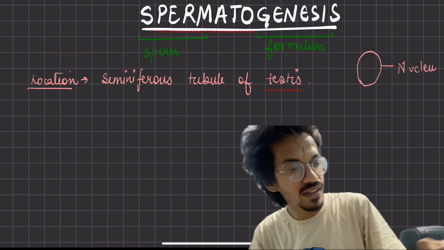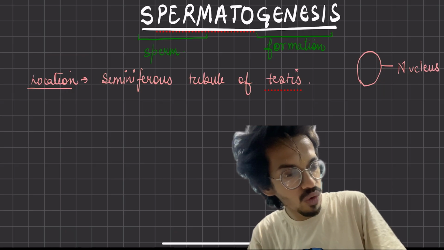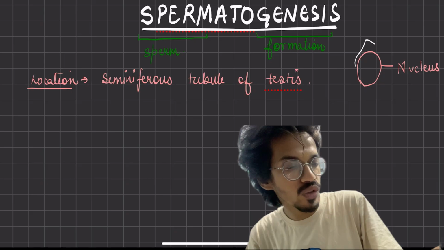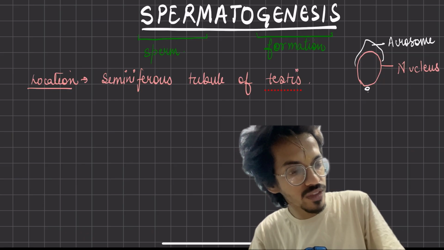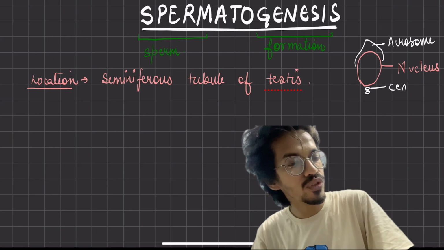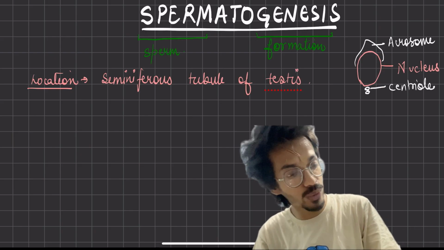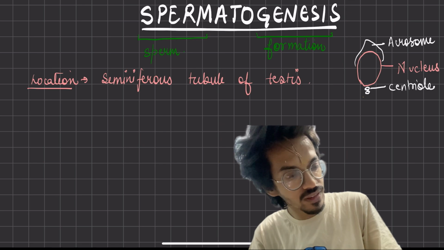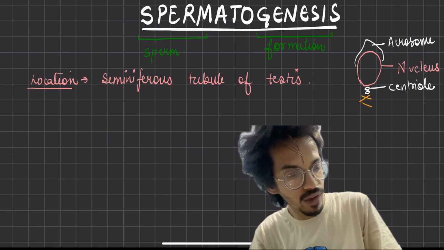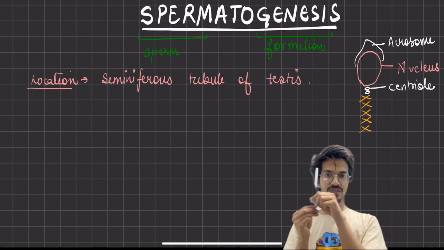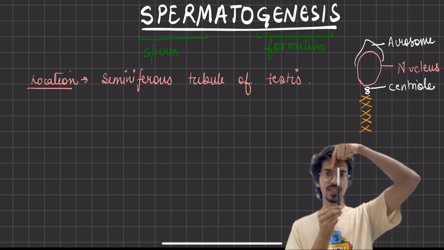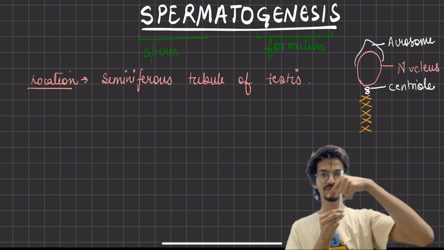Now the next thing is that around it there is a cap-like structure called the acrosome. Next, at this area there are two centrioles, called the proximal and the distal centriole. Moving on, in this region there are mitochondria present helically around an axis. So if this is the axis, then it is present around itself helically.